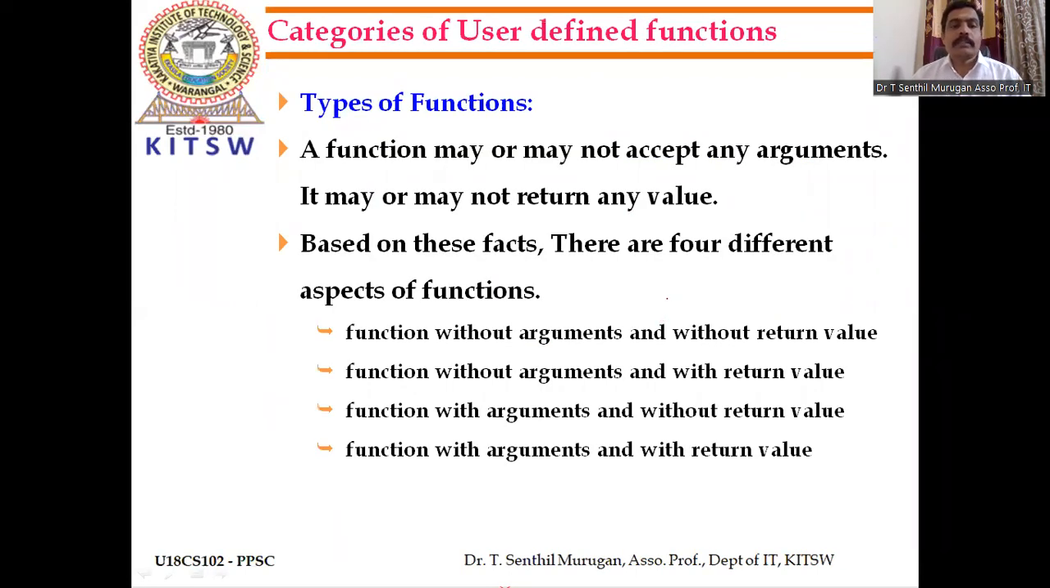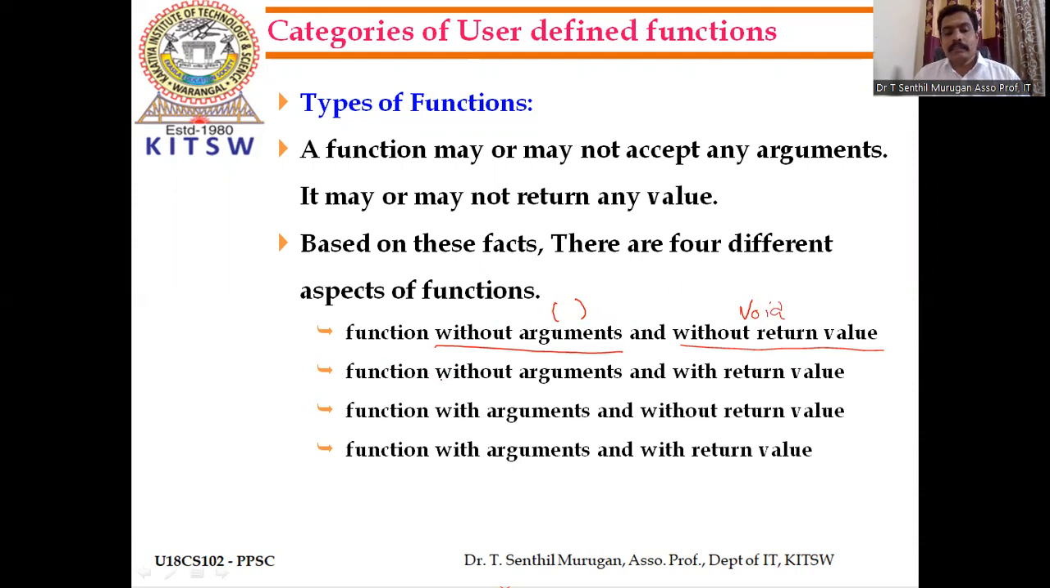Now we are going to discuss the types or categories of functions. A function may or may not accept arguments, and it may or may not return values. Based on that, we have 4 types of functions. The first one is a function without arguments and without a return type. Without a return type means void; no value is returned. Without arguments means empty brackets. That is considered a function without arguments and without return values.